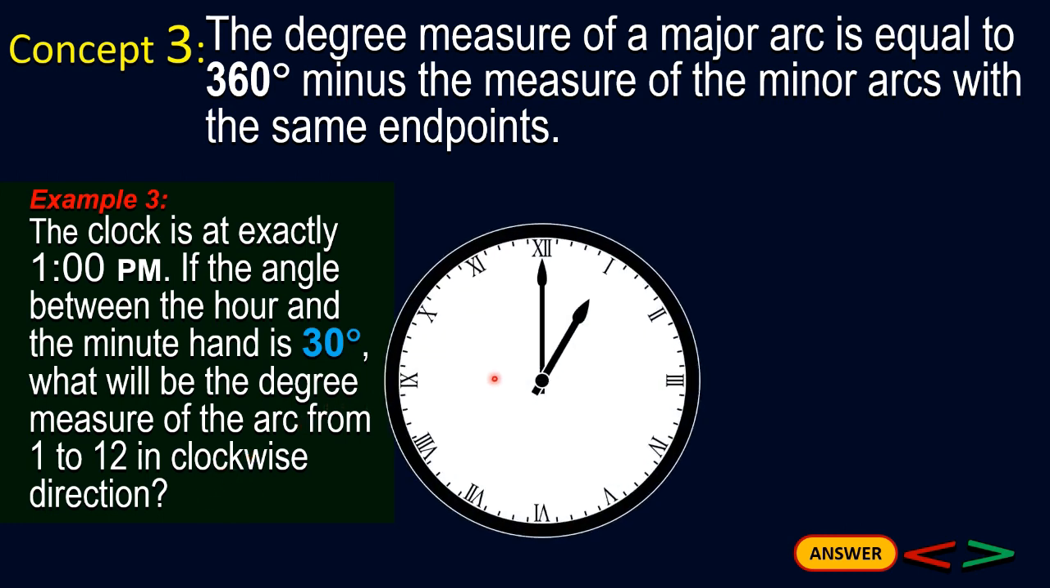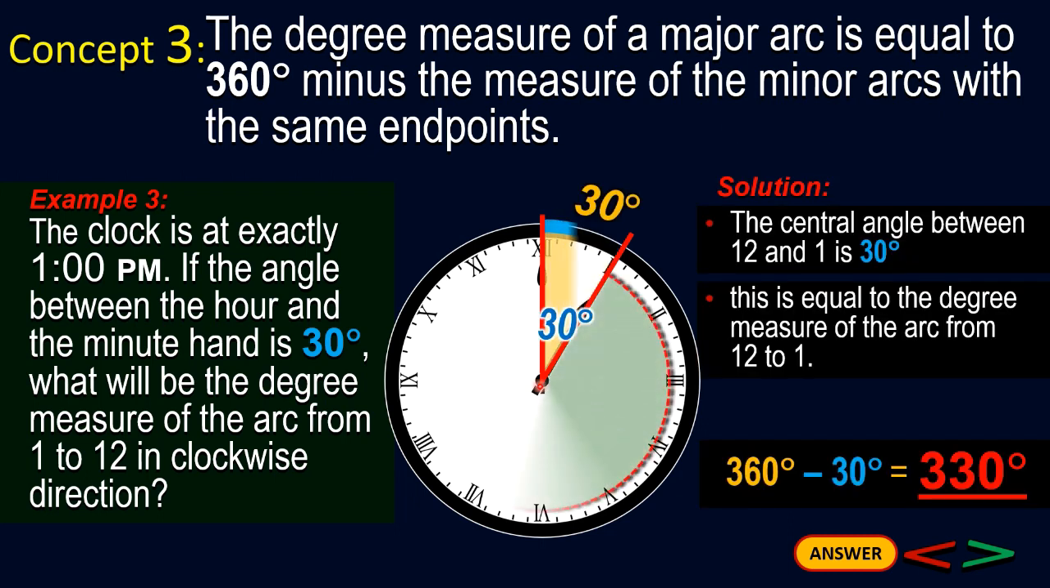Now, tingnan natin yung illustration. So, ito yung 12 o'clock at ito naman yung 1 o'clock. So, mula sa 12 o'clock papuntang 1 o'clock ay equal sa 30 degrees. Central angle natin ay equal sa 30 degrees at ang intercepted arc natin ay equal din sa 30 degrees.